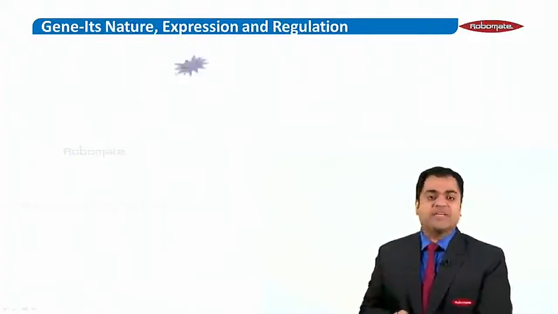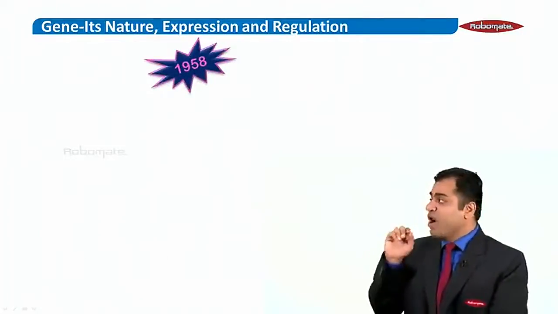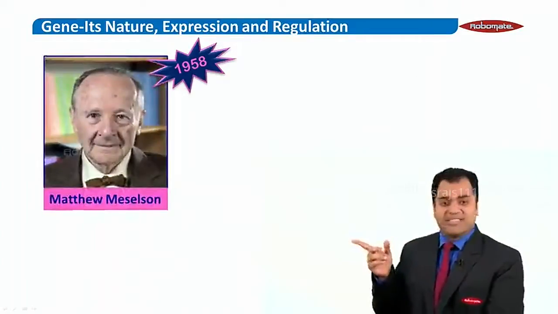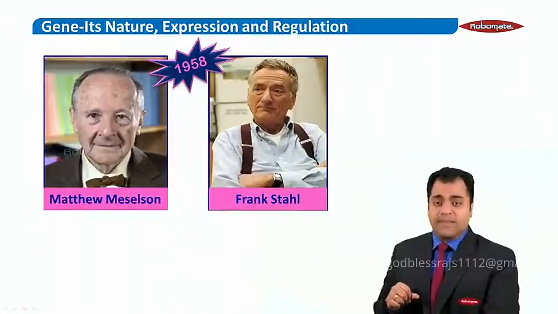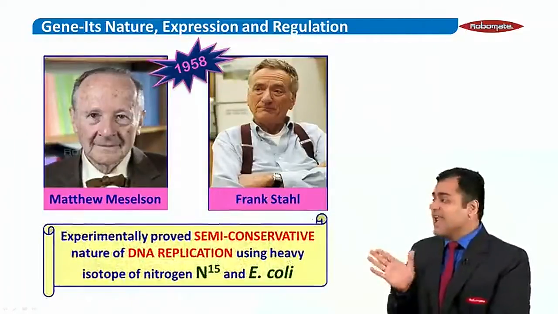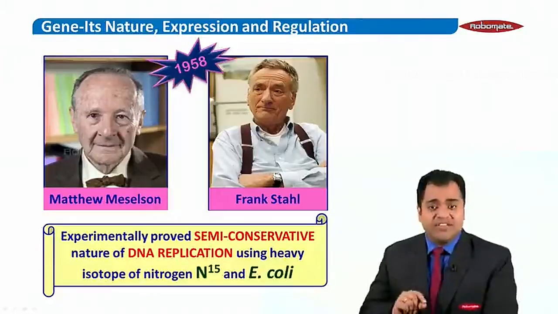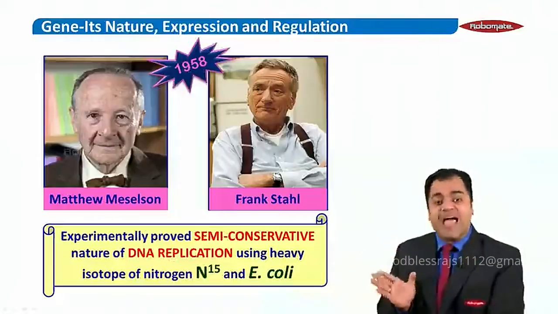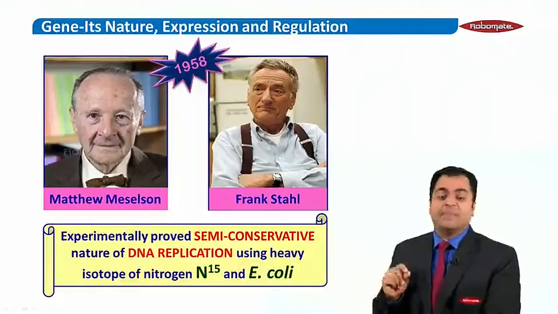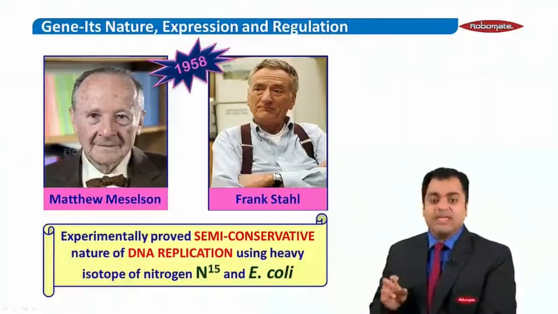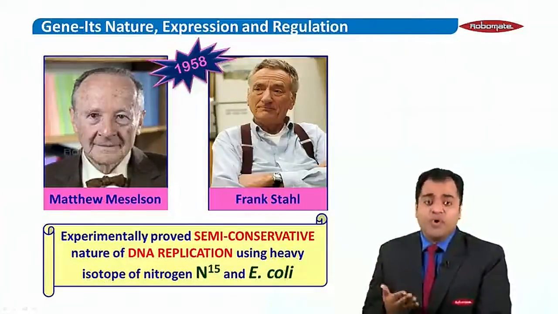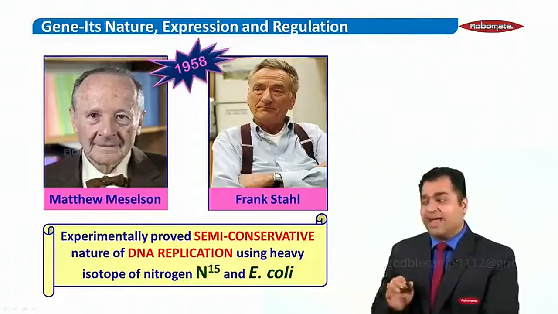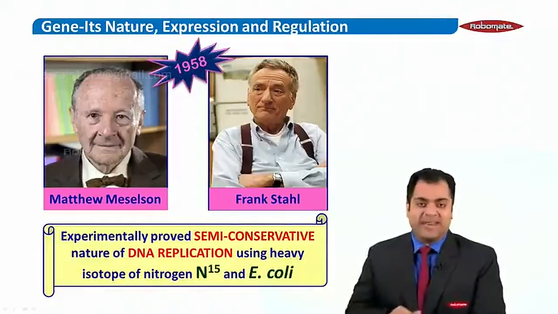This idea of semi-conservative replication of DNA was put forward in the year 1958 by two scientists, and their names were Matthew Meselson and Frank Stahl. Okay? How did they prove it? They basically experimentally proved the semi-conservative nature of DNA replication by using a heavy isotope of nitrogen called N15 and the bacteria called E. coli. Okay, so Meselson and Stahl proved the semi-conservative nature of DNA replication. And that is where we end the concept of DNA replication.